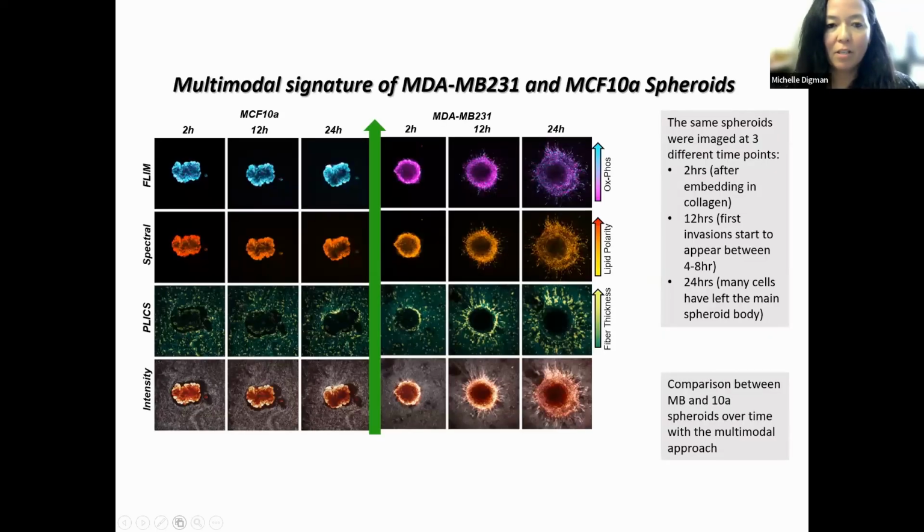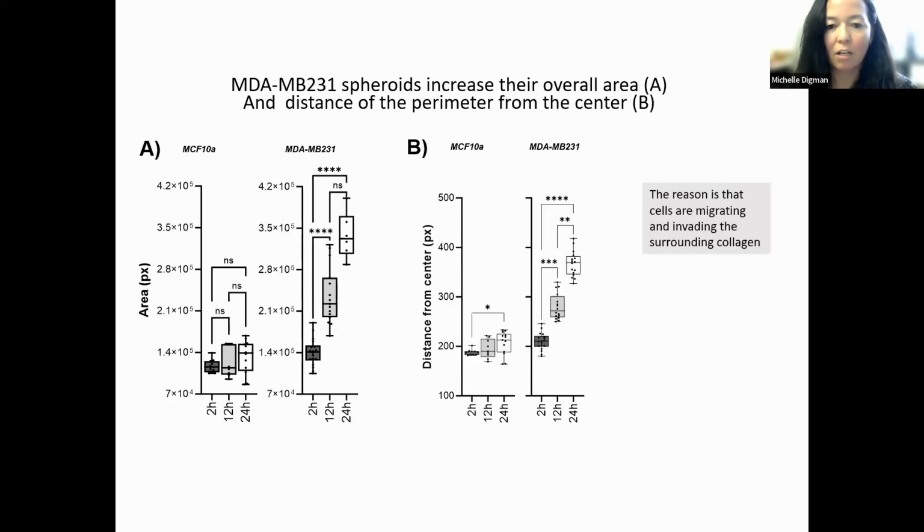So here are some images looking at multimodal signatures of these triple negative breast cancer cells compared to the MCF10A cells. These are the control cells. And we use fluorescence lifetime, spectra, PLIX, and then of course the intensity. So this is our parametric approach. With FLIM, we're looking at metabolic signatures. With spectral imaging, we're looking at lipid polarity and lipid droplets. With PLIX, we're looking at fiber thickness. And of course, we get all of the intensity image here.